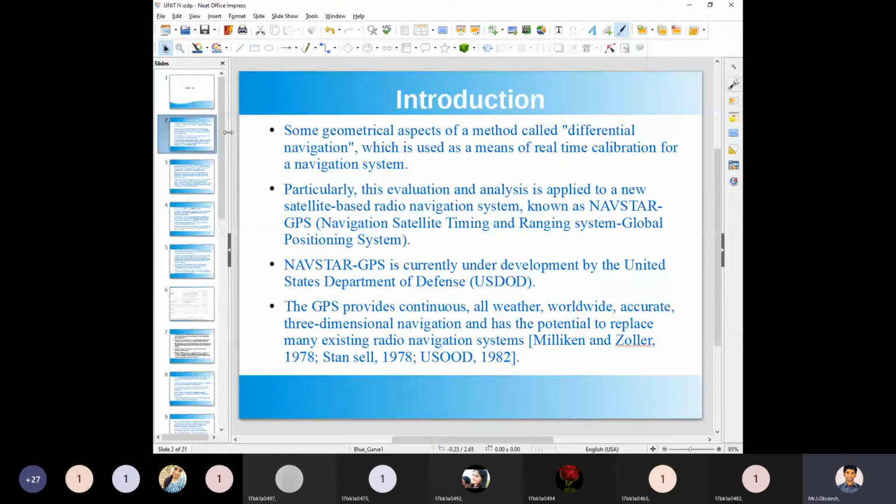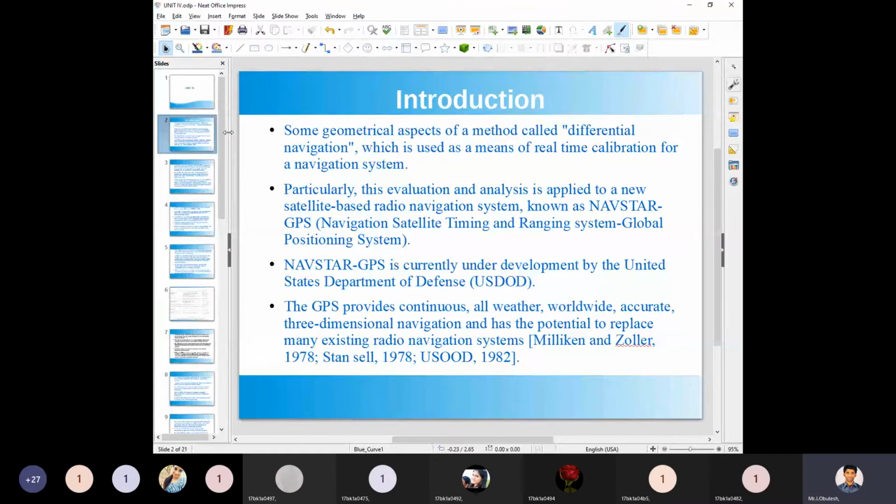So in this, we are applying a new satellite-based navigation system, that is, the radio navigation system. This NavStar GPS is currently under development by the United States Department of Defense, USDOD.